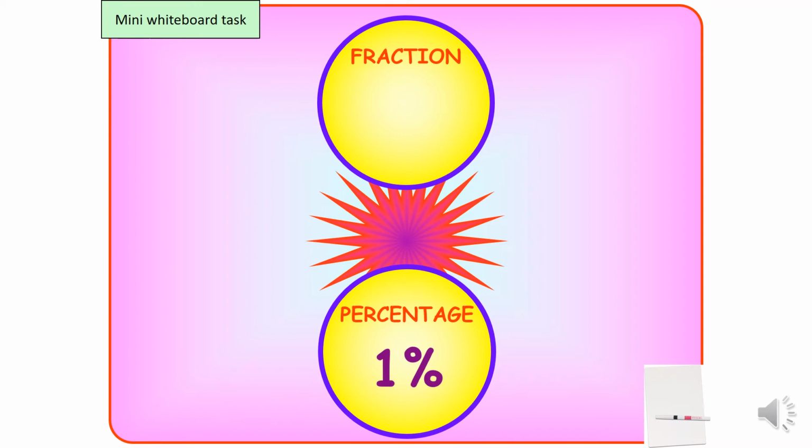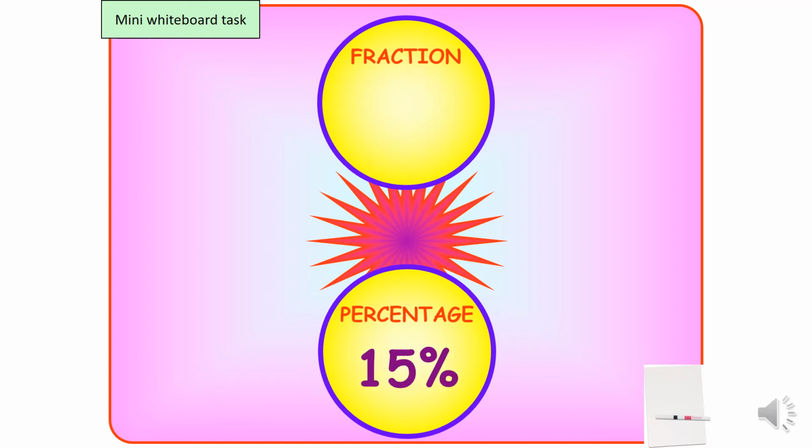On your mini whiteboard or your piece of paper, can you have a go at turning the percentage 1% into a fraction? Welcome back. I'm going to take the percentage, which is the number 1, and write it in the numerator and 100 in the denominator. This cannot be simplified any further because the highest common factor of 1 and 100 is 1.